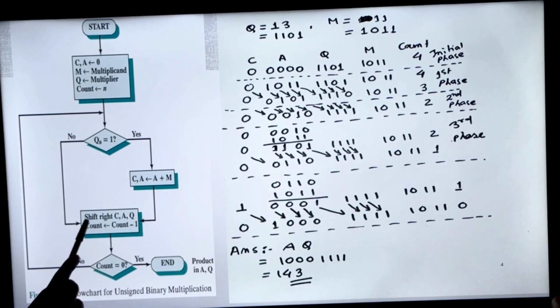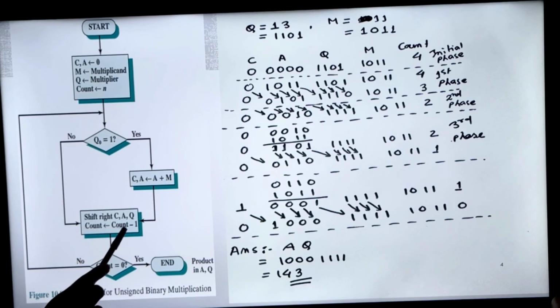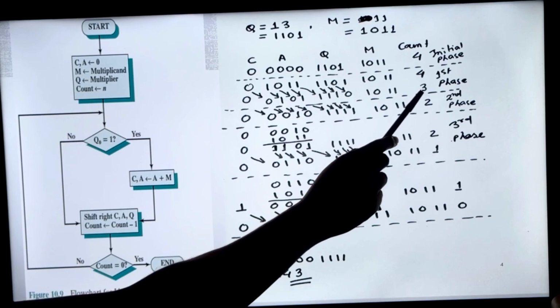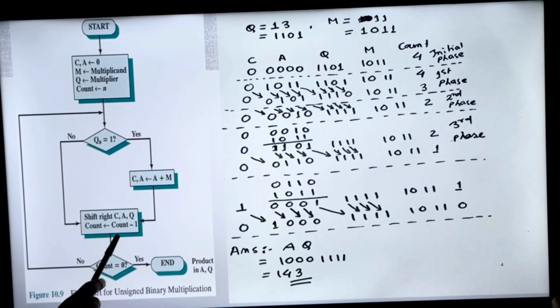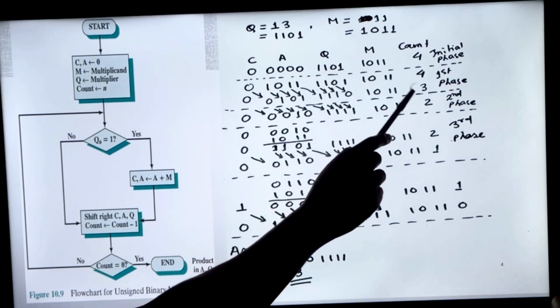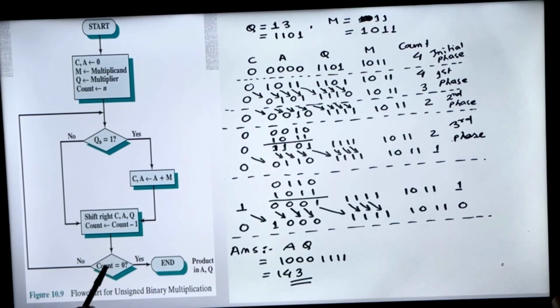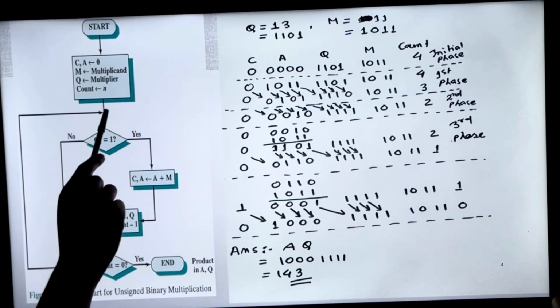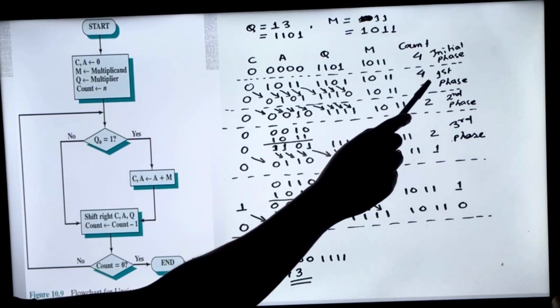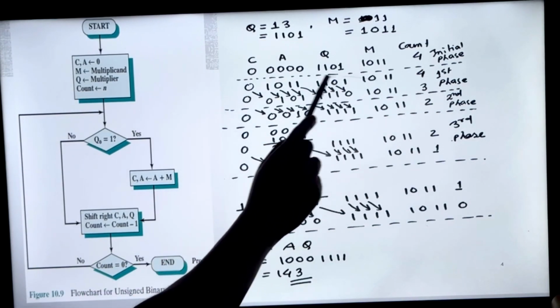Fine. So after that what do I have to do? After shifting I have one more statement, one more line here. Count equals count minus 1. What was my previous count? 4. So I am making it 3. Fine. So this part is done, and then I will check whether my count equals 0 or not. What is my count now? 3, after decrementing by 1. It's not 0. If it is not 0, then I will come back to this side once again. So this is the first phase we have done.